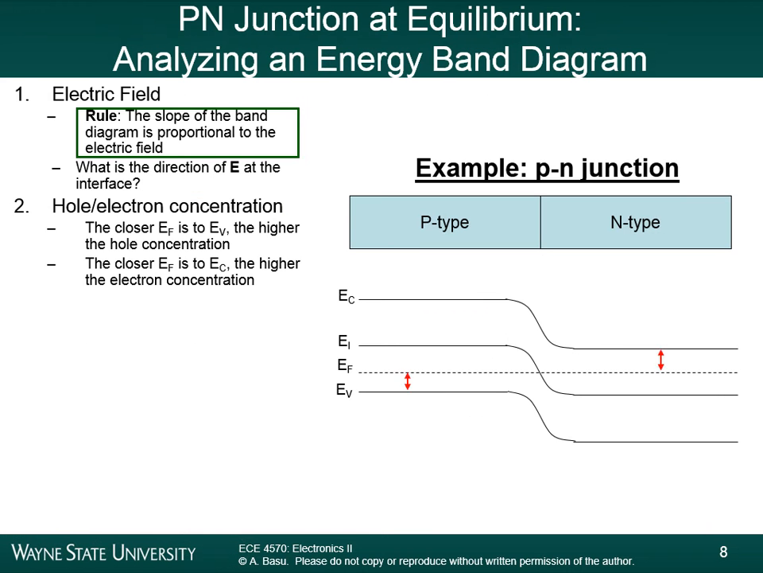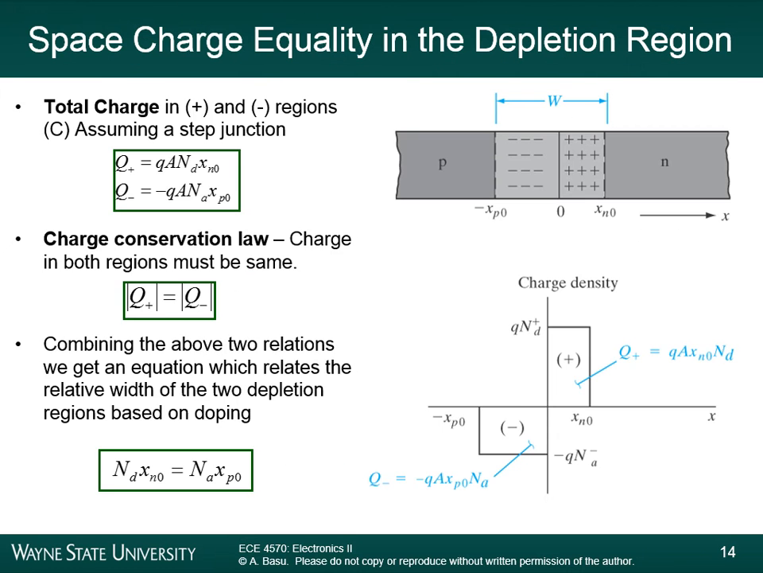You can always rely on the mathematical definition also. The mathematical definition of space charge neutrality is simply this: Nd times xn0 is equal to Na times xp0. This was the amount of positive charge on the right side of the junction, so this is the formula for the number of positive charges, and this is the formula for the number of negative charges on this side. The charge conservation law says the two must be equal. If you set these two values equal, you'll see that the Q's and the A's cancel out, and you're just left with Nd xn is equal to Na times xp.